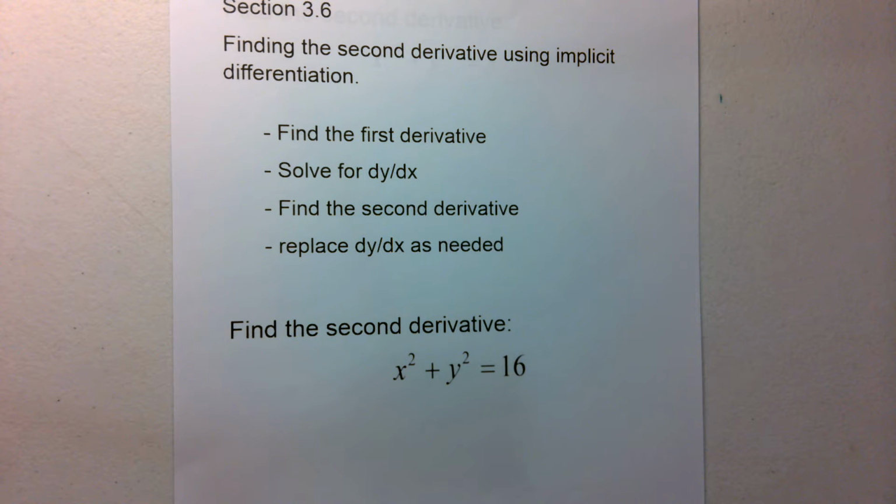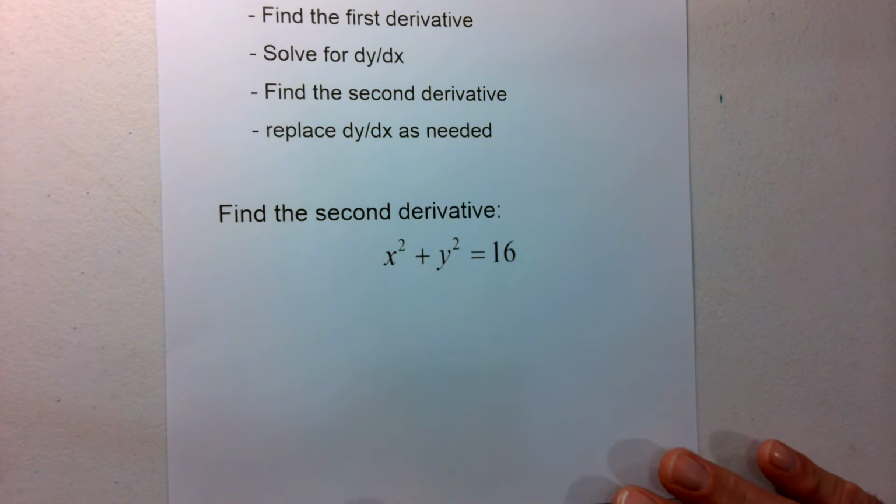Remember, when we take the derivative of y, we'll put that dy dx, and that's what we're going to solve for. To find the second derivative, we find the derivative of the first, but we're also going to replace a dy dx as needed. And we'll see that come up here very shortly as we look into our first example.